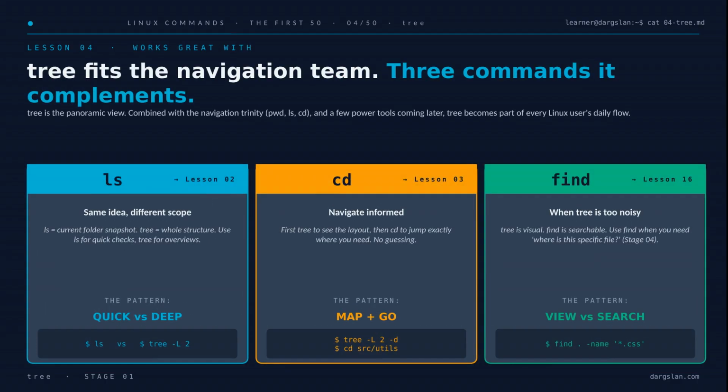Once you've got that habit down, it's worth seeing where Tree fits among the commands you already know. Think of ls as a quick peek at the current room, while Tree gives you the whole floor plan. Same idea, different scope. Then pair Tree with cd, map first, then go, no guessing. And later, when Tree feels too noisy, find becomes your searchlight for one specific file. Together, they're the navigation team Sarah will lean on every single day.